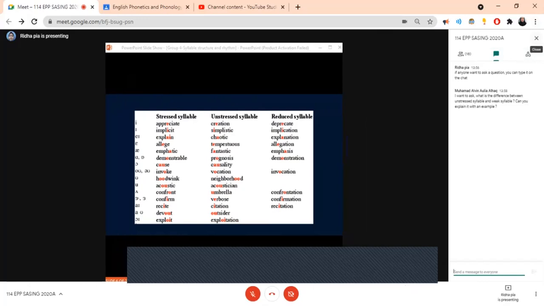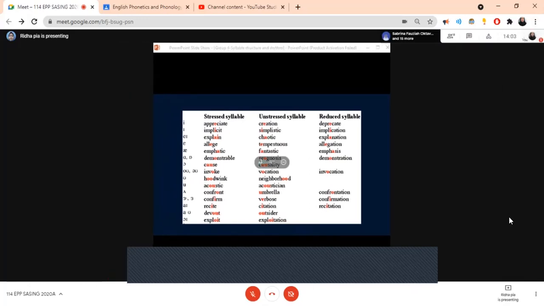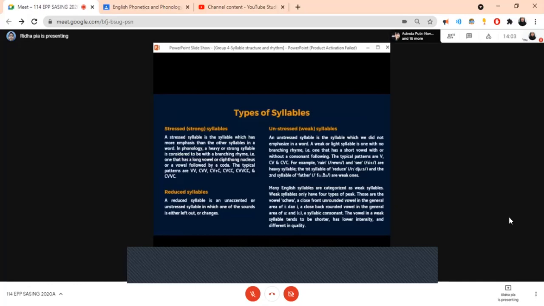Oh, Alvin. So unstressed syllable and weak syllable are actually the same. Here, let me show again. Unstressed syllables and weak syllables are the same. It's just a difference in name, because some people categorize syllables by their weight, like strong, weak, and reduced. Because I categorize them in three types, I categorize them by stressed, unstressed, and reduced. But actually, weak syllables and unstressed syllables are the same.